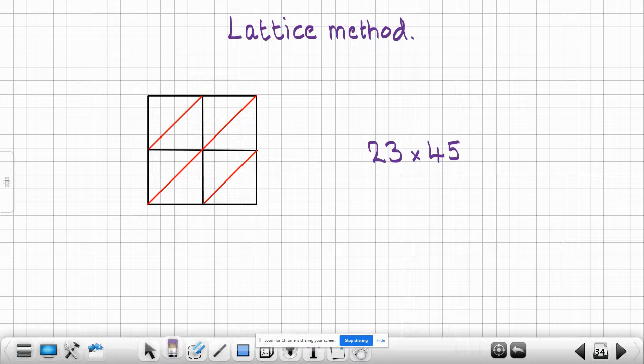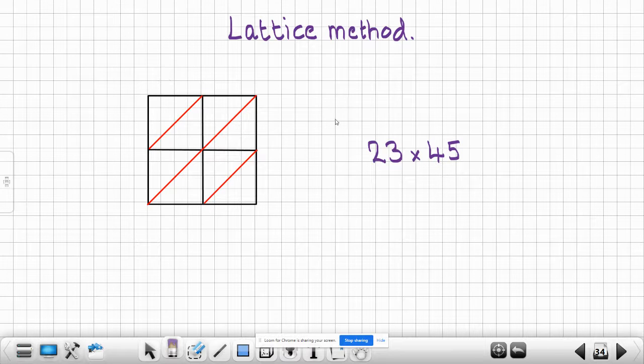In this video we're going to look at a method for multiplication called the lattice method. So I've got set up here a box that is 2 by 2 and then we've got diagonals through it. Later on I'll show you how to sketch that. And it's 2 by 2 because I'm looking at multiplying a 2-digit number by a 2-digit number.